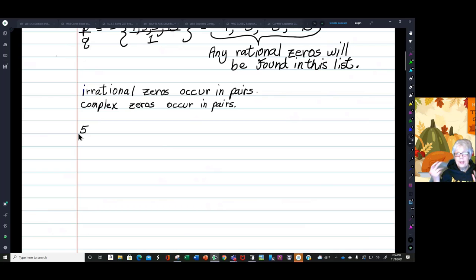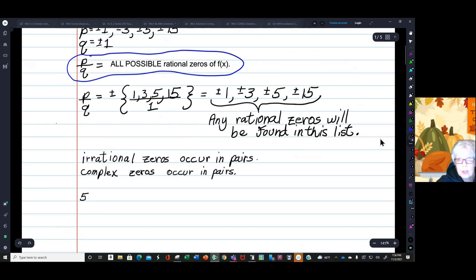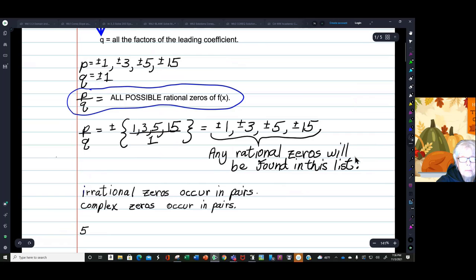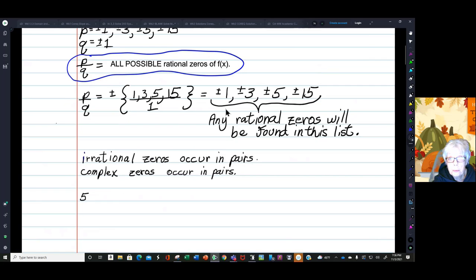So you kind of want to think of these things. Most of these problems are multiple choice. So one of your multiple choices will be plus or minus 1, plus or minus 3, plus or minus 5, and plus or minus 15. And you would go for that. Let's put a blue box around it.